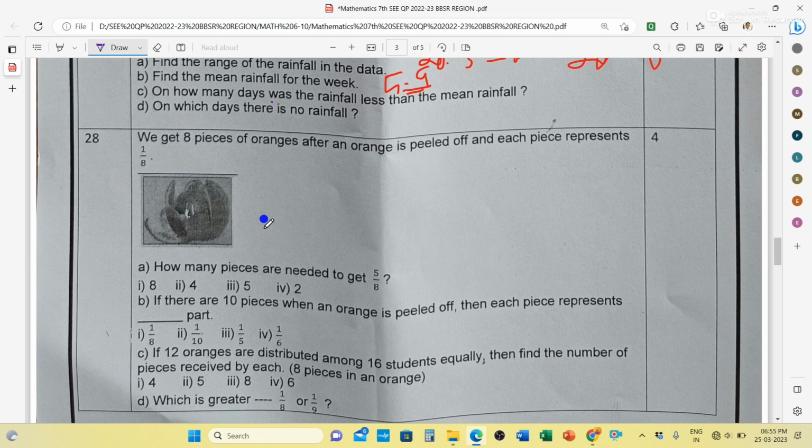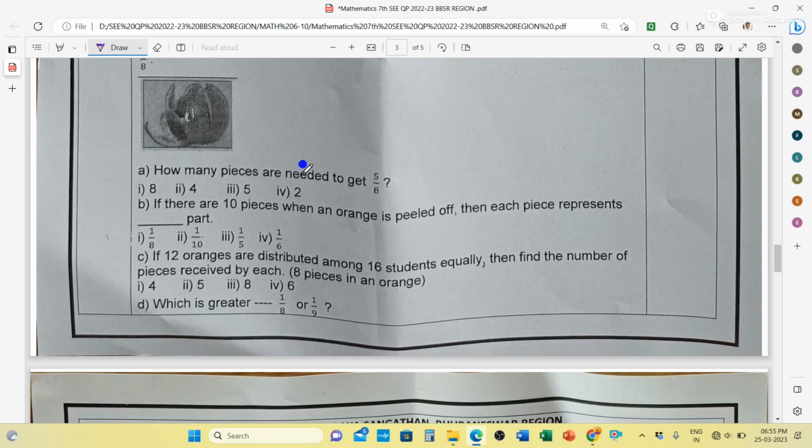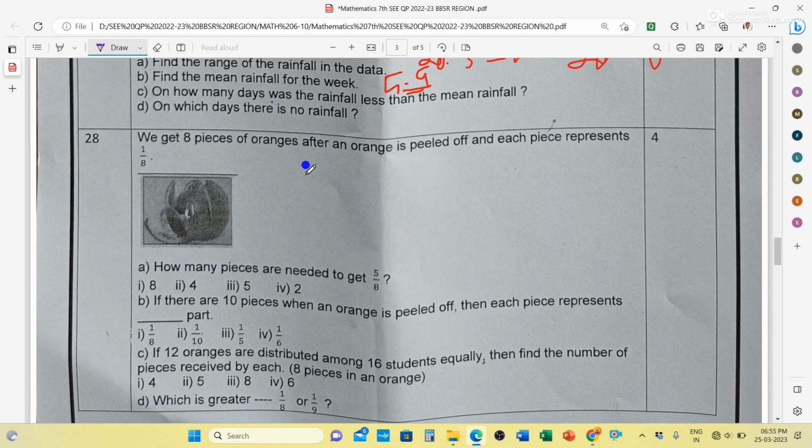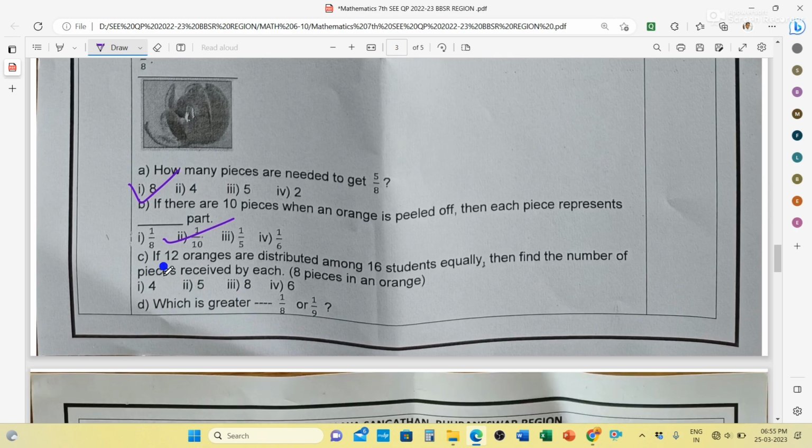We get 8 pieces of orange after an orange is peeled off and each piece represents 1 by 8. How many pieces are needed to get 5 by 8? So 1 piece is 1 by 8. So to get 5 by 8, you need 1 by 8 plus 1 by 8 plus 1 by 8, 8 times. So 8 pieces. If there are 10 pieces when an orange is peeled off, then each piece represents 1 by 10. If 12 oranges are distributed among 16 students equally, then find the number of pieces received by each.